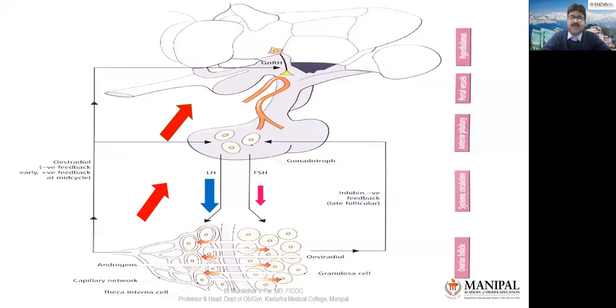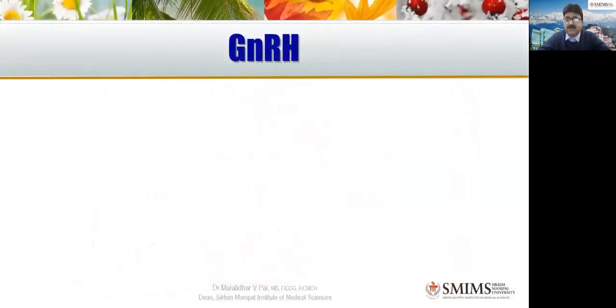So as a result, what happens? LH also goes down. Then, of course, progesterone also goes down. All hormones go down, FSH, LH, estrogen, progesterone, and finally, menstruation happens. So this is the normal one. We should understand this very clearly.